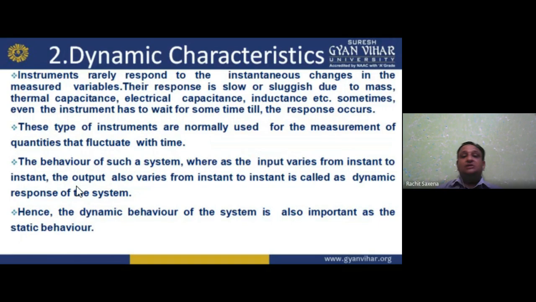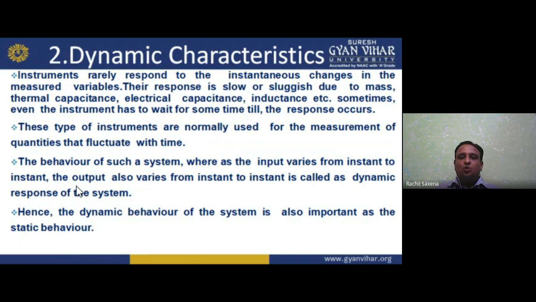Now the second characteristic, a very important one, is the dynamic characteristic. Instruments rarely respond to instantaneous changes in the measured variables. Their response is slow or sluggish.